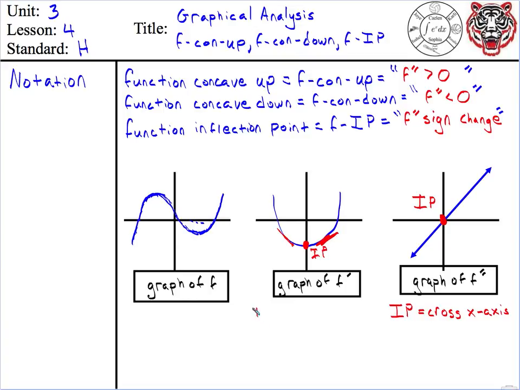So IP here is where the slopes change from positive to negative. Or sorry, this one was negative to positive. Let me undo that. Slope went from negative to a positive. It's where it changed.